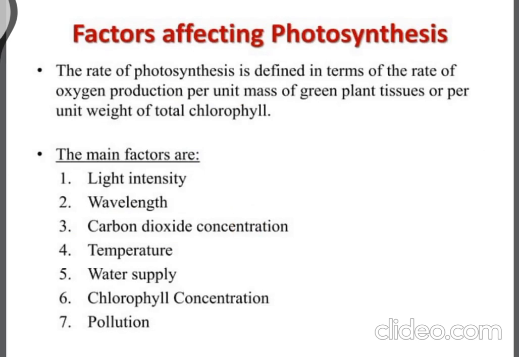Next, factors affecting photosynthesis. The rate of photosynthesis is defined in terms of the rate of oxygen production per unit mass of green plant tissue or per unit weight of the total chlorophyll. The main factors are light intensity, wavelength, third is carbon dioxide concentration, fourth is temperature, fifth is water supply, sixth chlorophyll concentration, and seventh pollution.